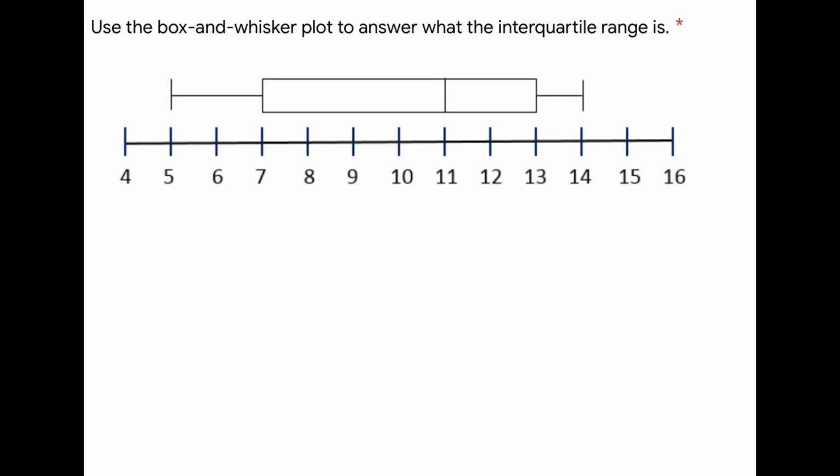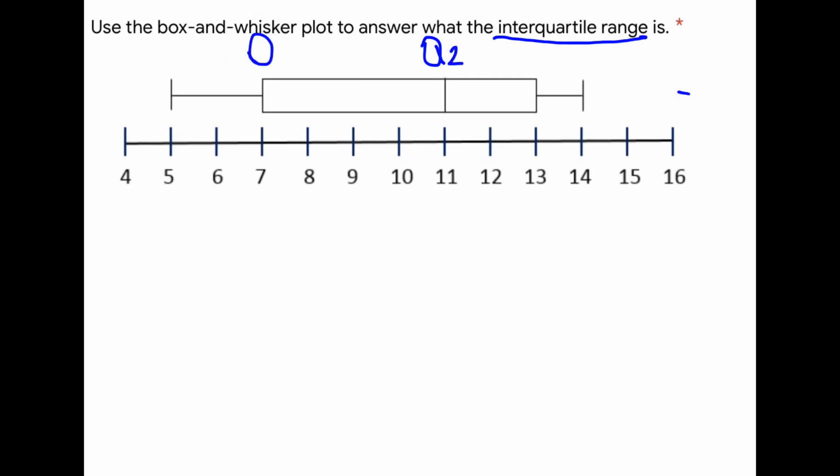Use the box and whisker plot to answer what the interquartile range is. That is on today's lesson, interquartile range. The first thing that you should do is just label the parts of our box and whisker plot. We already know what these are. We know that the very middle is our median, or Q2.